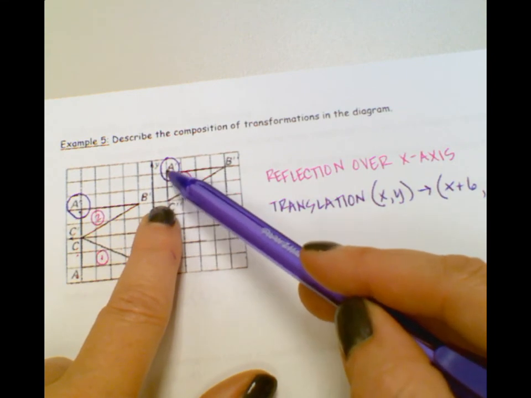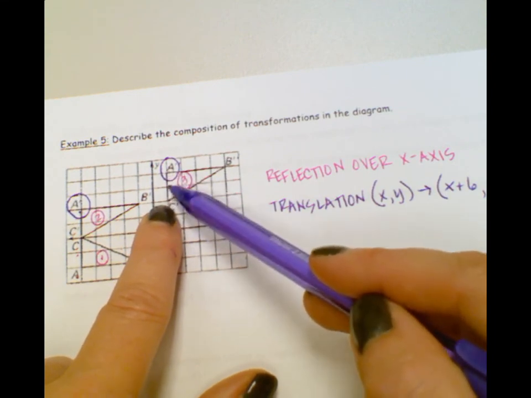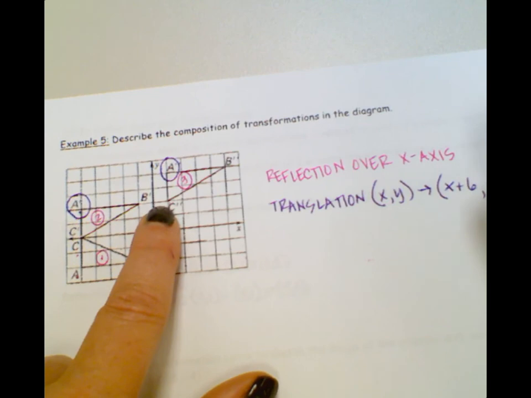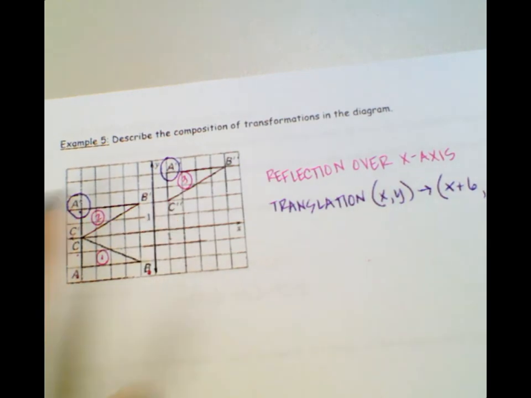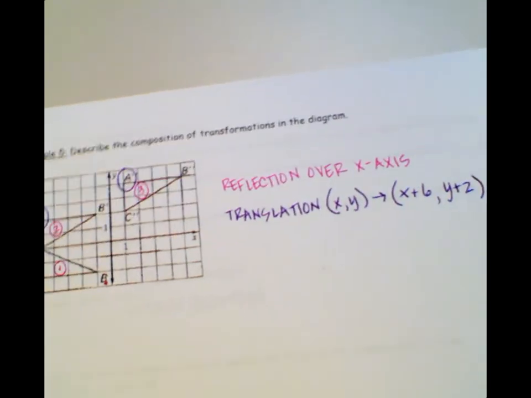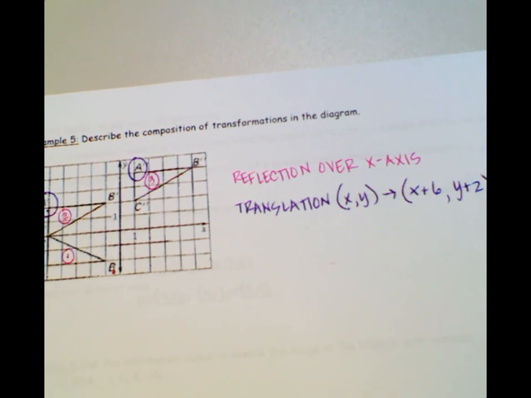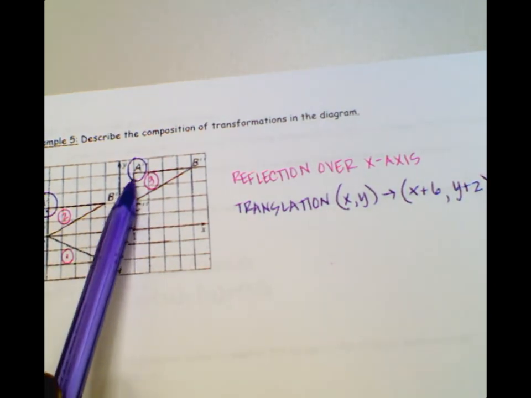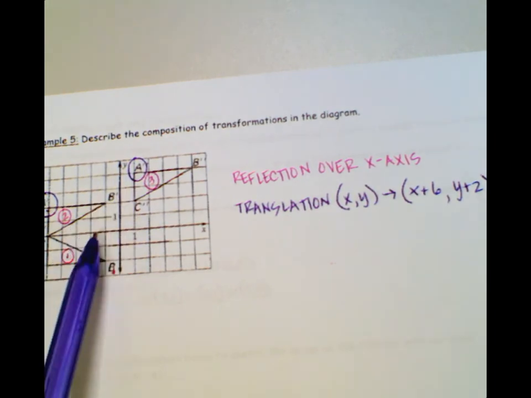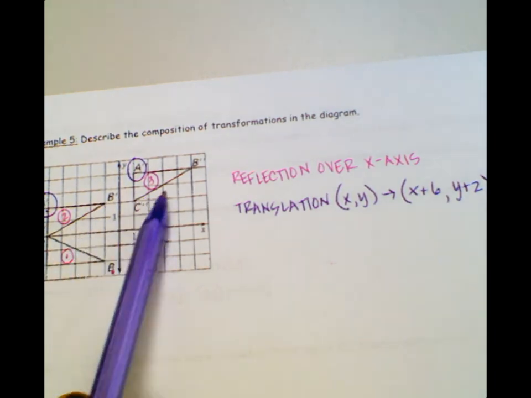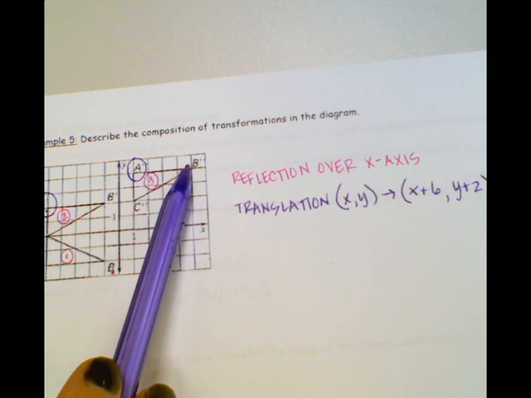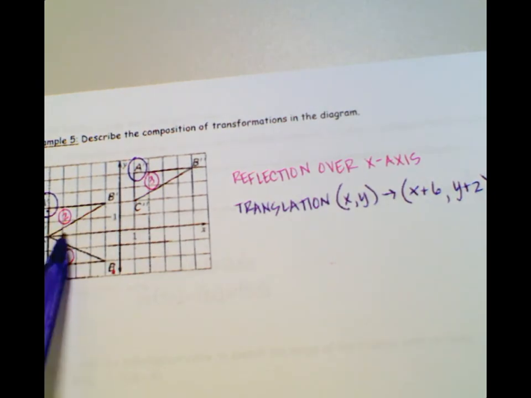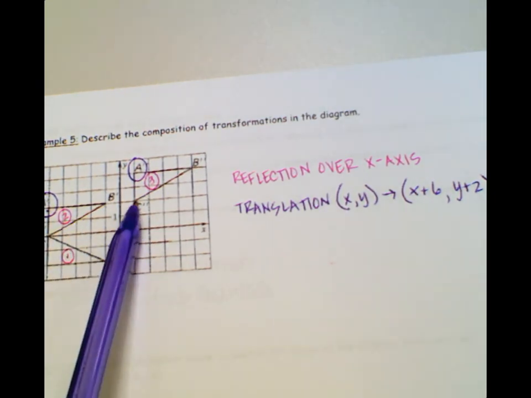Now how many do we have to go up to get it? 1, 2. So y plus 2. So remember, your x's control the left and the right. The y's will control the up and the down. So to get from this A to this A, I had to go right 6, up 2. And even if I looked at the B's, I would still be going right 6, up 2. Same with the C's, right 6, up 2.